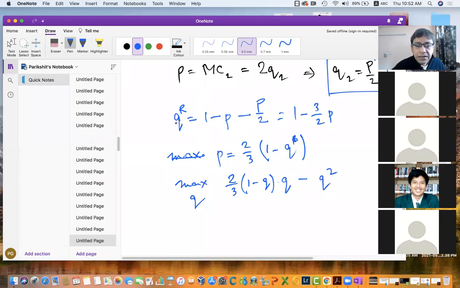Okay, so let's start at the beginning. Let's start here. The dominant firm sets a price P. For every P that it sets, the quantity that it will be able to sell is this much.